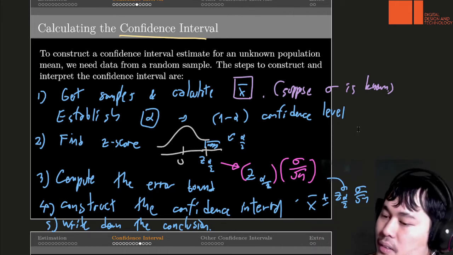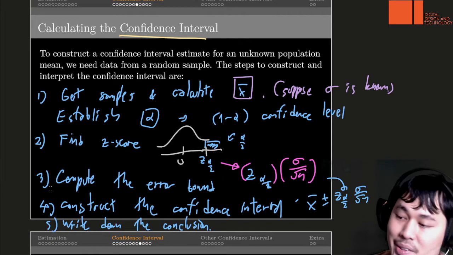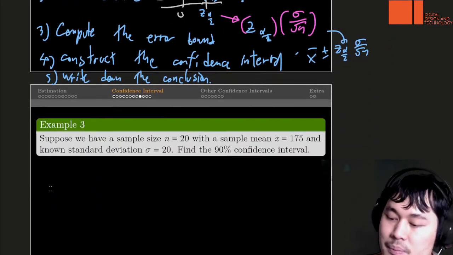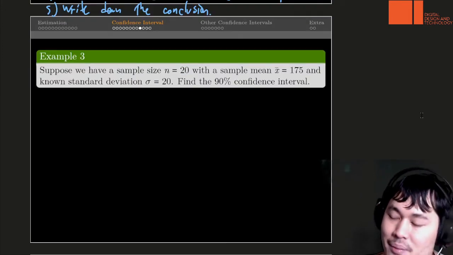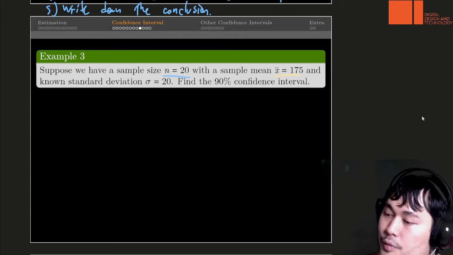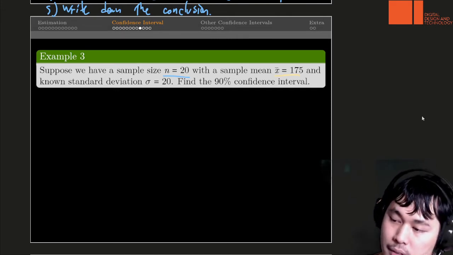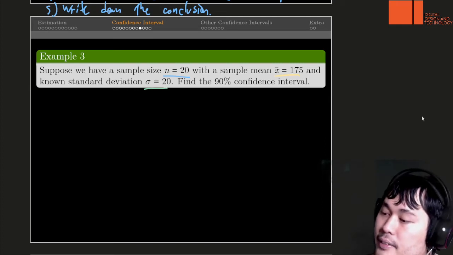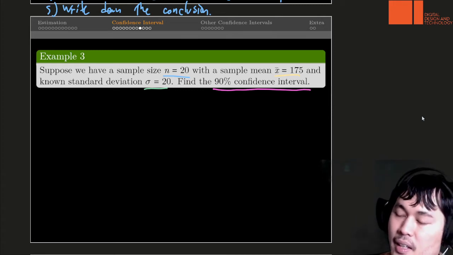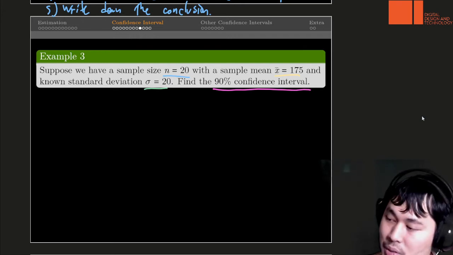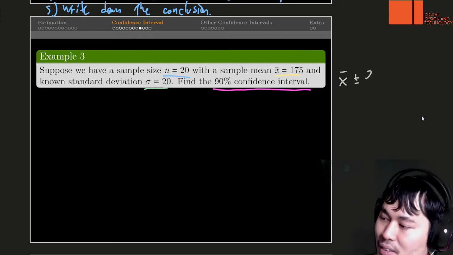Let's see if we can follow these 5 steps in an example. I think there are 2, right? Yeah. Oh, there are actually 3. Example 3. Suppose we have sample size n equals 20 with a sample mean of 125, and a known standard deviation of 20. Find the 90% confidence interval. Again, in theory, all the numbers are given, and if you want to, just use the formula. That is the formula for you: sigma over square root of n.